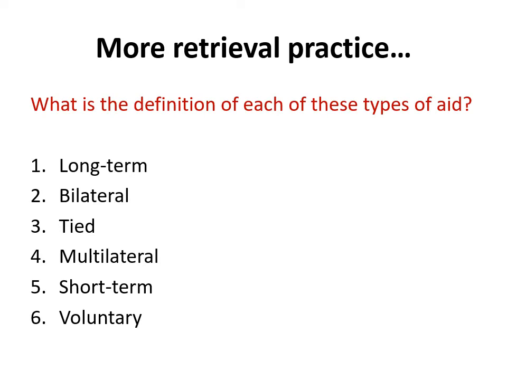Okay, so hopefully you have completed that task. You have correctly named all those types of aid. Now we raise the challenge. You now have the 6 types of aid. I'd like you to write a definition for each of them. So again, numbers 1 to 6 in the margin.